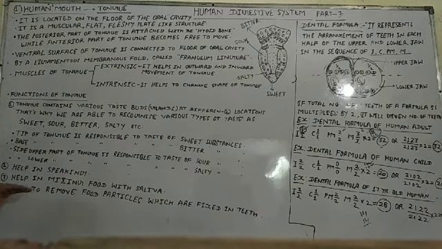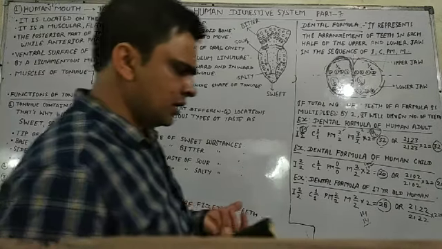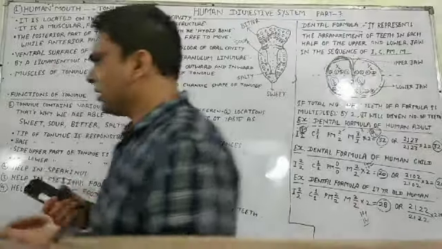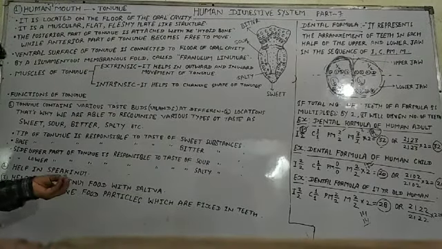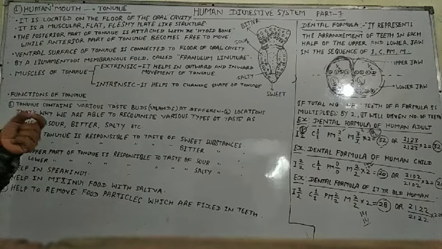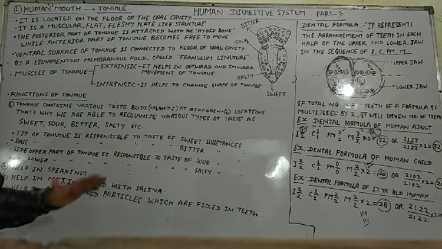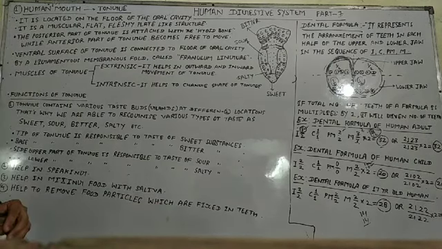Next function, help to remove food particles which are fixed in teeth. You know very well, when we eat some fibrous substances as food, somehow some of them get fixed in our jaw sockets, between our two teeth. Clear? Then the tongue helps to remove these food particles which are fixed in our teeth. So students, these are the basic and important functions of the tongue.